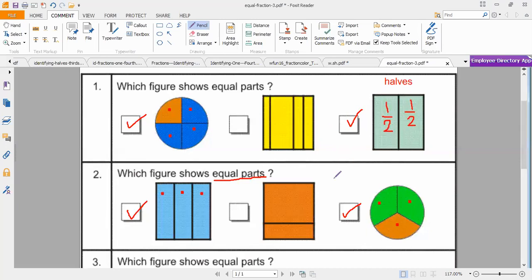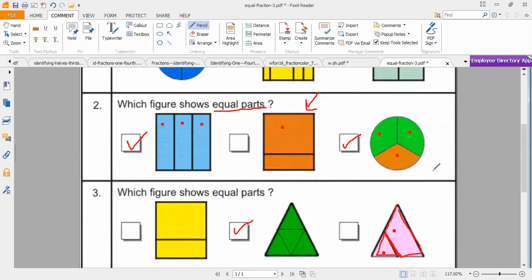Do we have two equal parts here? No. Can I say that these parts are halves? No. Why? Because it is not a half. They're not equal. We said the half, grade 1, means half. This side will be the same as this side. We cannot say that this part is a half, because this part is bigger than the other part. Thank you.